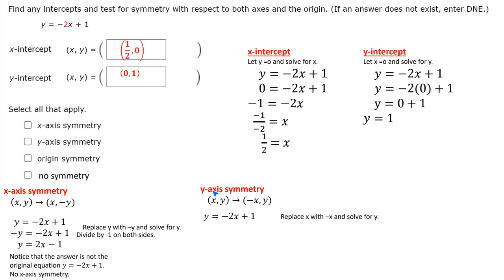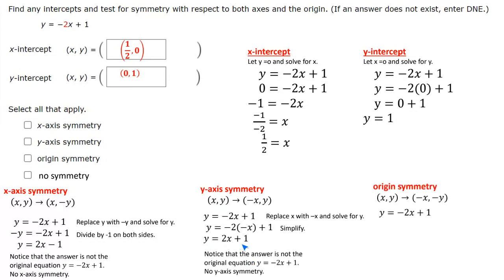So for the y-axis, we're going to do something similar. We replace the x with a negative x. So anywhere you see an x, you're going to replace it with a negative x. So we end up with y equals negative 2 times negative x plus 1. We simplify. 2 times negative x is going to be a positive 2x plus 1. So when we compare the equation with the original, we can see that it's not the same, so it has no y-axis symmetry.